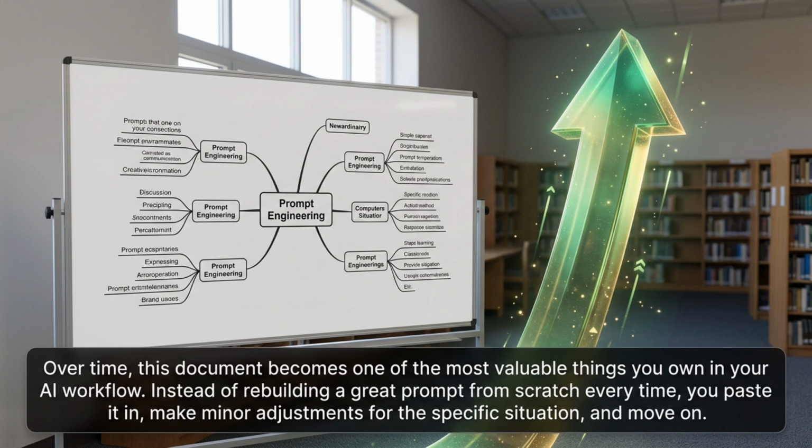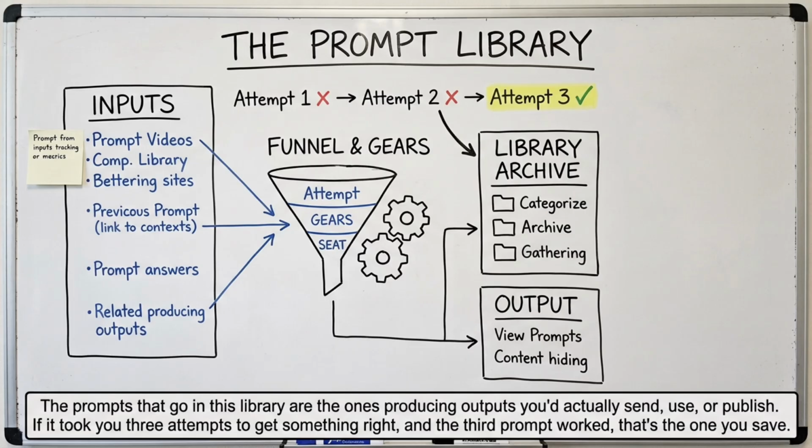Over time, this document becomes one of the most valuable things you own in your AI workflow. Instead of rebuilding a great prompt from scratch every time, you paste it in, make minor adjustments for the specific situation, and move on. The prompts that go in this library are the ones producing outputs you'd actually send, use, or publish without heavy editing. If it took you 3 attempts to get something right and the 3rd prompt worked, that's the one you save.